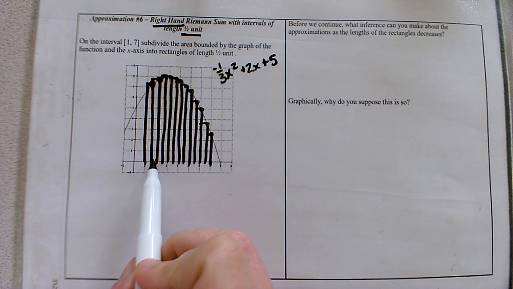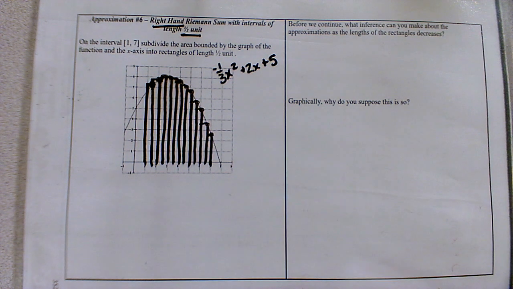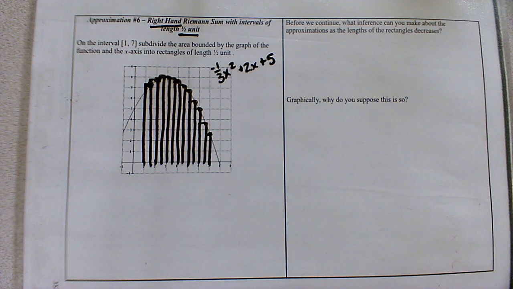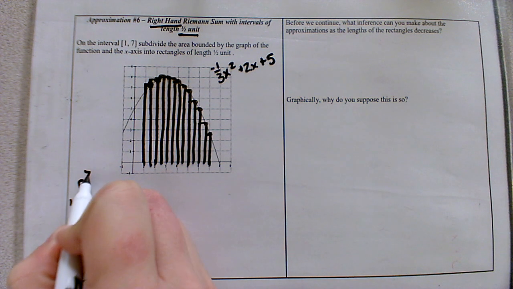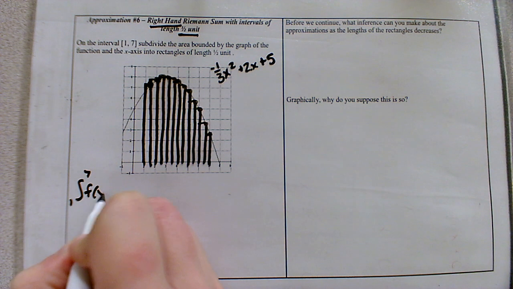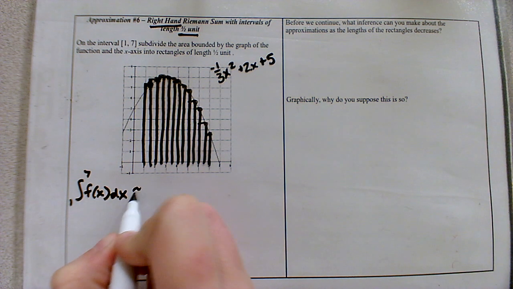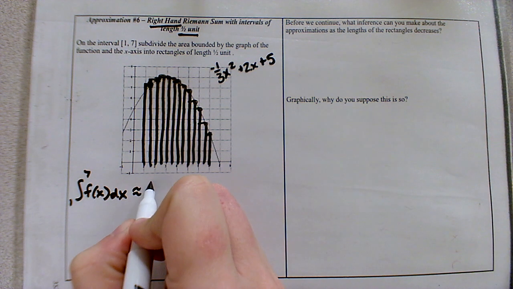Alright, so it looks like we have 1, 2, 3, 4, 5, 6, 7, 8, 9, 10, 11, 12 rectangles. So we have to make sure that in our calculation we actually have 12 individual areas represented here. If we take a look at what we have to do to calculate the area, we're going to write an integral from 1 to 7 of the function f of x dx. And we're going to have to do the sum of each individual rectangle.